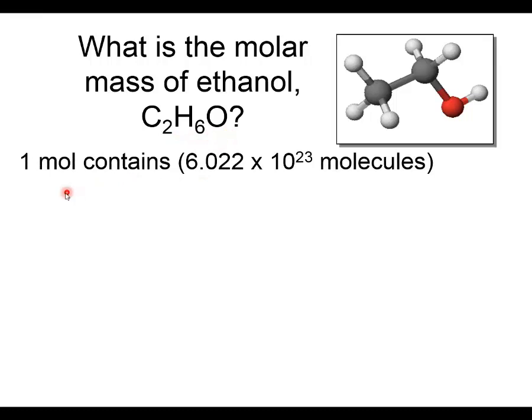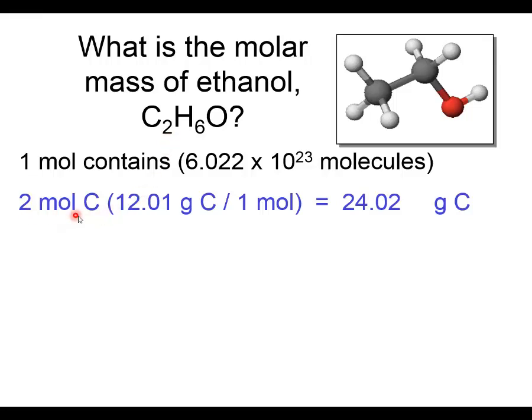Okay, so remember 1 mole contains 6.022 times 10 to the 23rd molecules, or atoms, or whatever particle I want to be talking about. Okay, so if I have 1 mole of ethanol, then we would have 2 moles of carbon. I know that from the subscript 2 in the formula. Okay, so 2 moles of carbon. I'm going to look up on the periodic table the mass under carbon and the relative atomic mass is 12.01. If I have mole quantities, that's 12.01 grams of carbon for every 1 mole of carbon.